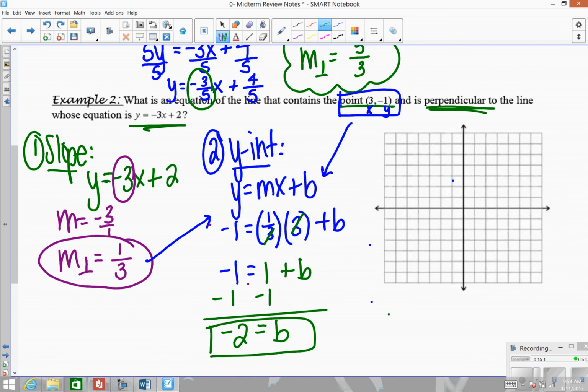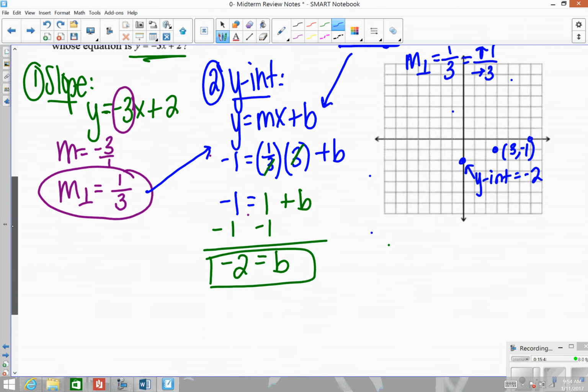So there's your y-intercept. Right now you have enough to be able to write your equation, but on the graph, just to review that, I can go to my point, 3 down 1, so here's my point, and I can count my perpendicular slope, which is up 1 over 3. So up 1 over 1, 2, 3, and then if you go backwards, down 1 over 1, 2, 3, you get your y-intercept at negative 2. So either way, you get your perpendicular slope, you get your y-intercept, last step.